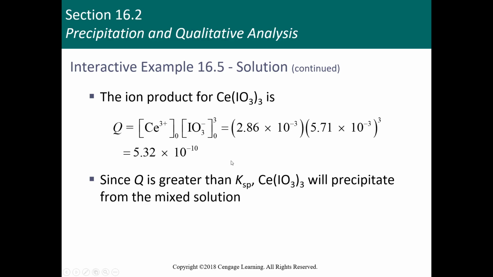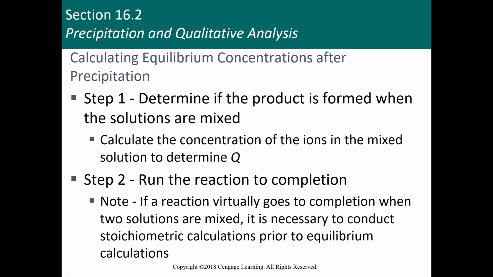So we then are going to compare Q to KSP. Well, Q is greater than KSP. So what that means is this Ce iodate will precipitate from our mixed solution. So some of this will actually precipitate out of our solution because the Q is greater than KSP. And that's cerium iodate. All right.